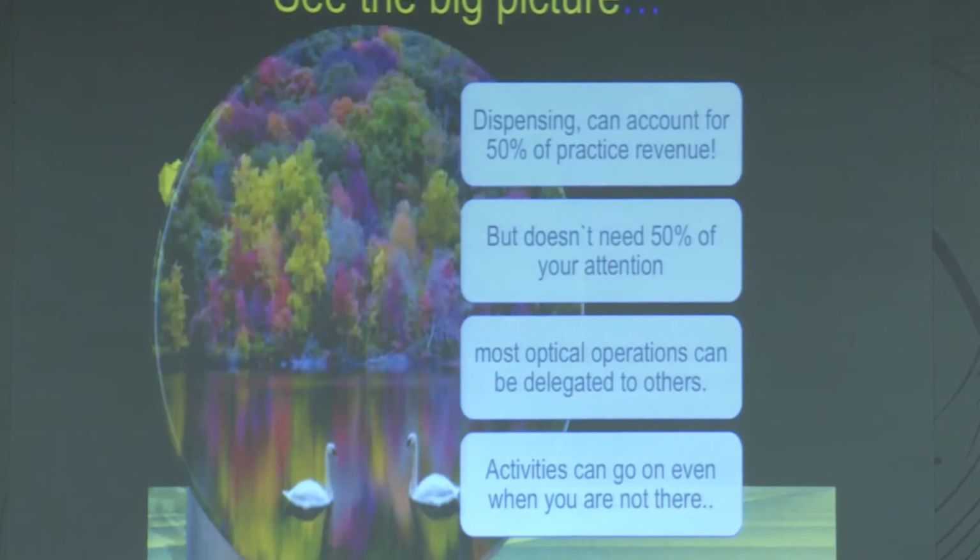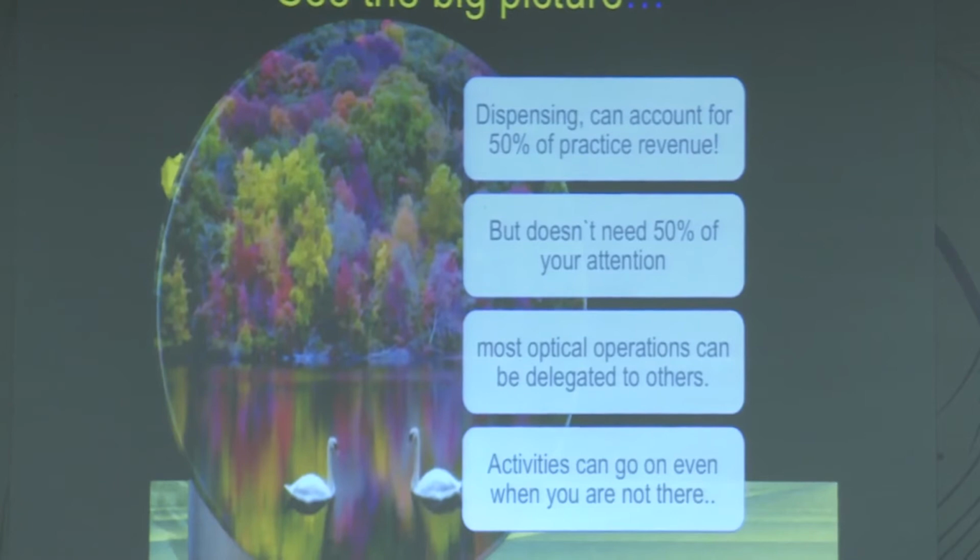So dispensing can account for 50% of your practice revenue, and so you need not spend so much. If, on the other hand, it's a clinical practice, you have to be there all around. Right? If you're not there, your practice is nil. But with this particular aspect of your practice, even when you are not there, your trained personnel or your optometrist can take off the business, and when you go back to the conference, that can pay your conference expenses. So that is the big picture.